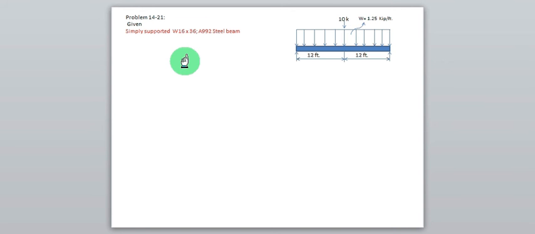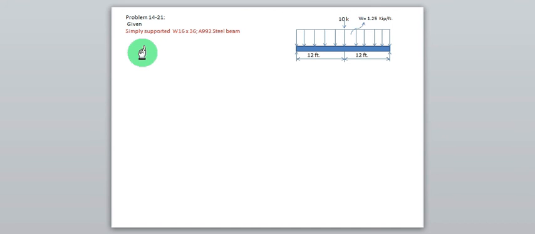Problem 1421. From the question we know that the simply supported beam, W 16 by 36, which is made of A992 steel, is subjected to a uniform distributed load of 1.25 kips per foot, and also a point load of 10 kips acting at the center of the beam of span length 24 feet.